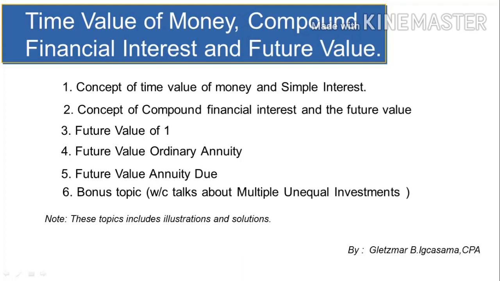Well, here's the list of the subtopics. Number 1, concept of time value of money and simple interest. Number 2 is the concept of compound interest and the future value. Number 3 is all about future value of 1. Number 4 is future value of ordinary annuity. Number 5 is future value of annuity due. And the bonus topic talks about multiple and equal investments. It is important to note that these topics include illustrations and solutions.